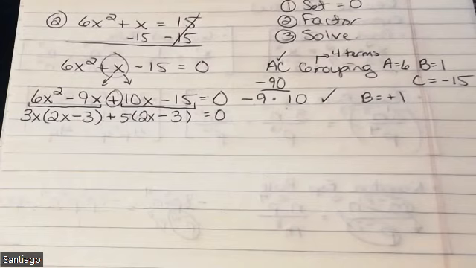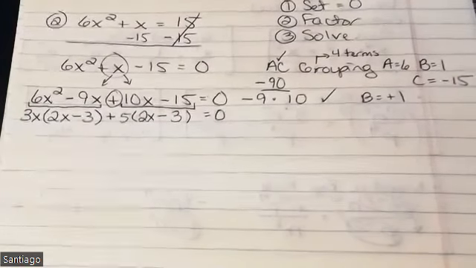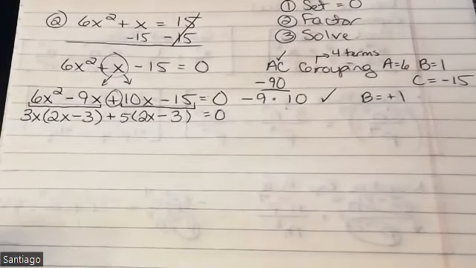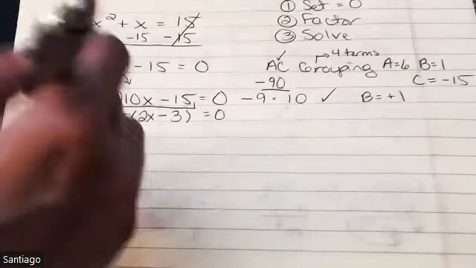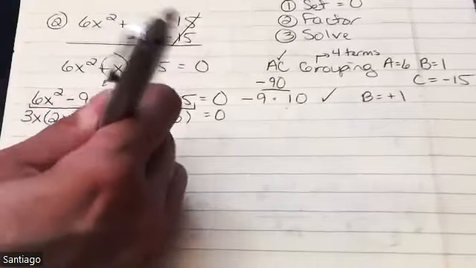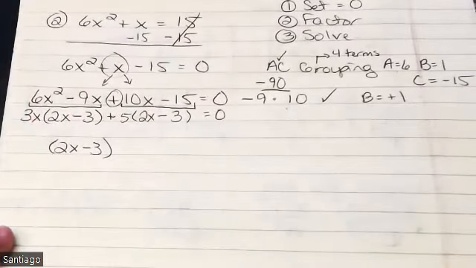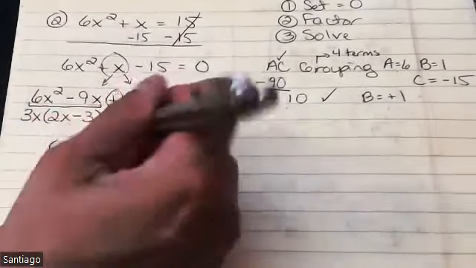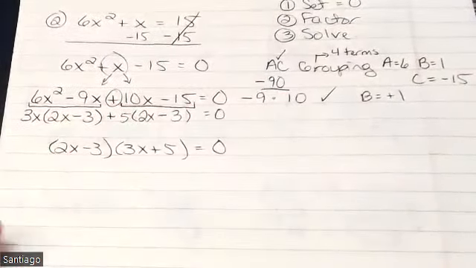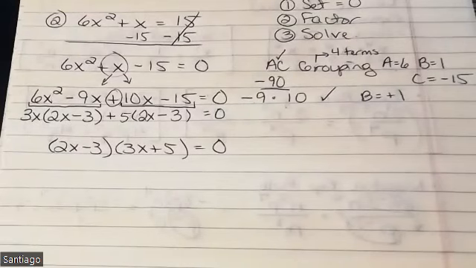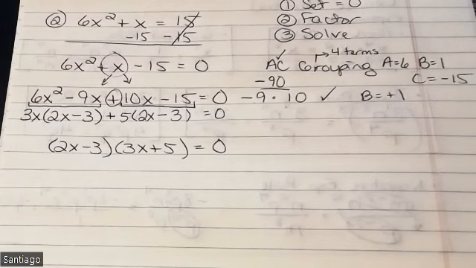I want you to notice we have that common 2x minus 3. I was going to look for my highlighter, but that's okay. So we have a common factor of 2x minus 3. We're going to take that out of both terms, and if you take that out of both terms, you're left with 3x plus 5. And now we have finished factoring. So step 1, set equal to 0, that's completed. Step 2, you actually factor, that's completed. Now step 3 is to solve.